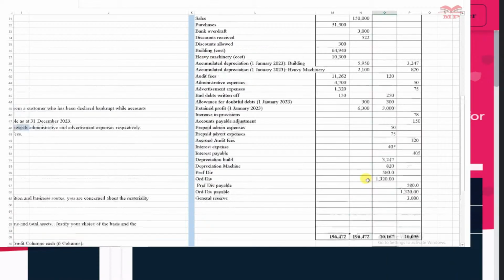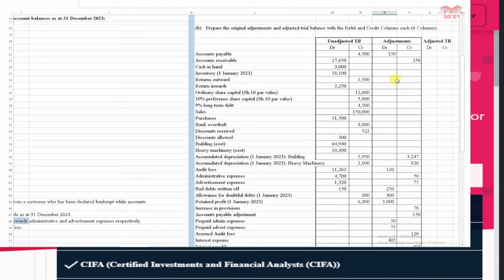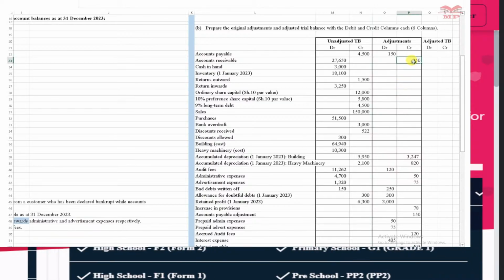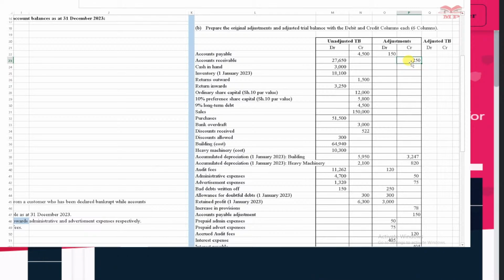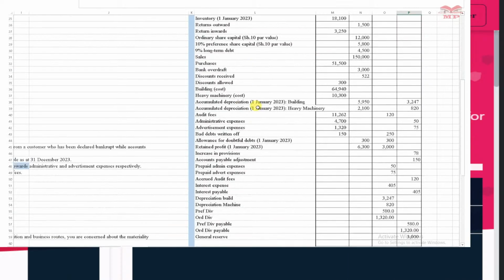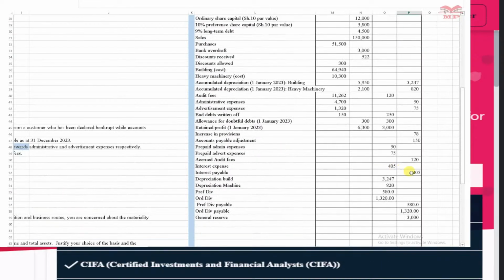And we are saying that the 250 figure here should have factored in, because we're saying the accounts receivable should have factored in that component of the allowance for doubtful debts. You remember which figure we're talking about?